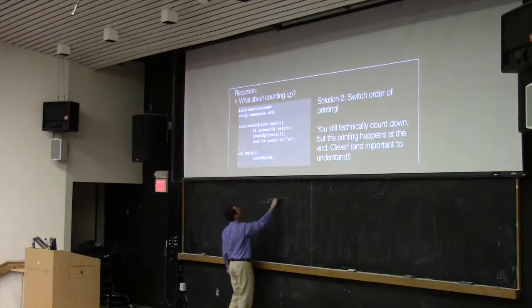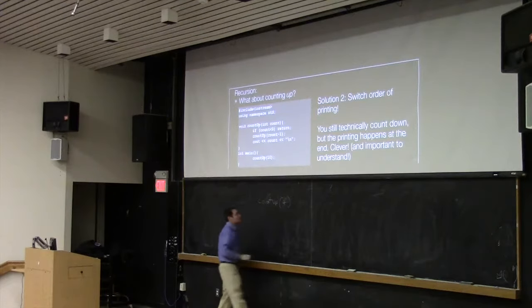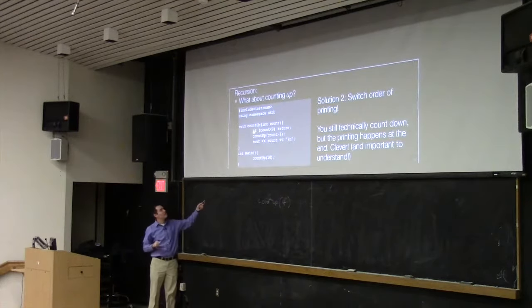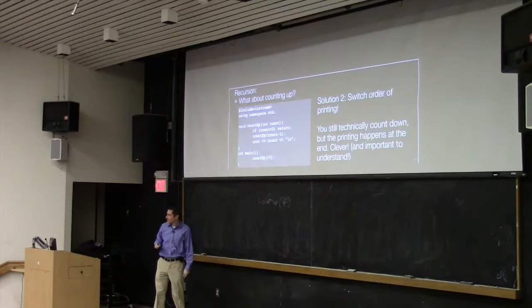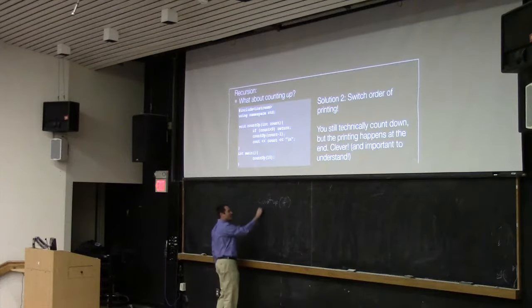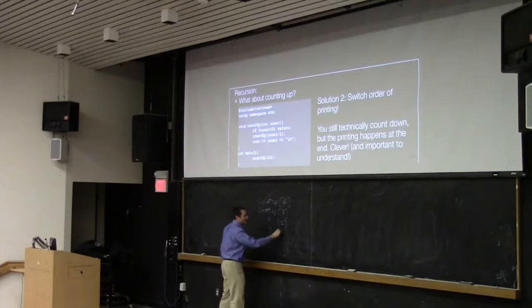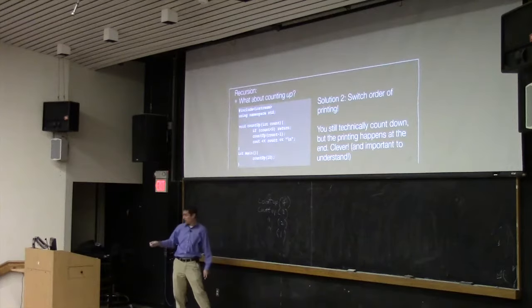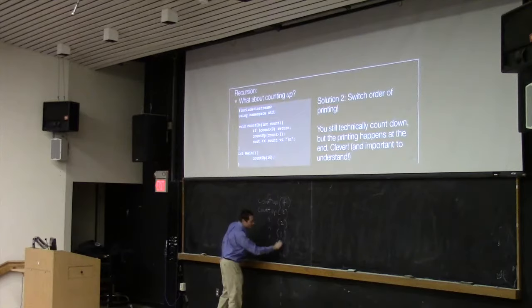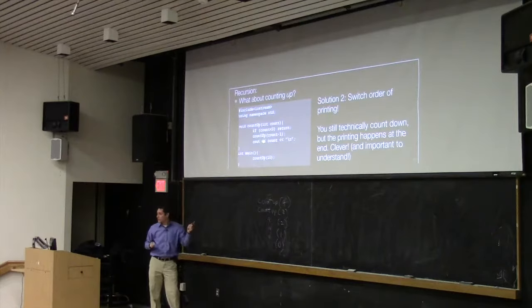count up 4, right? And what does count up immediately do after the base case? It calls count up what? 3. Has it printed anything yet? No. Then you get count up 3. Then you get count up 2. Then you get count up 1. We're still going, right? Because we're looking for count less than 0. Count up 0. What does count up 0 do?